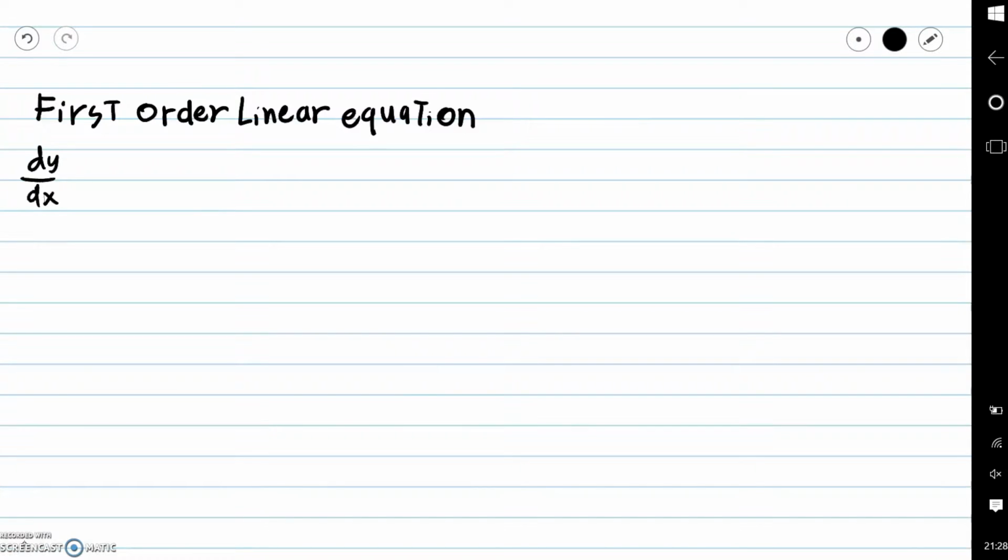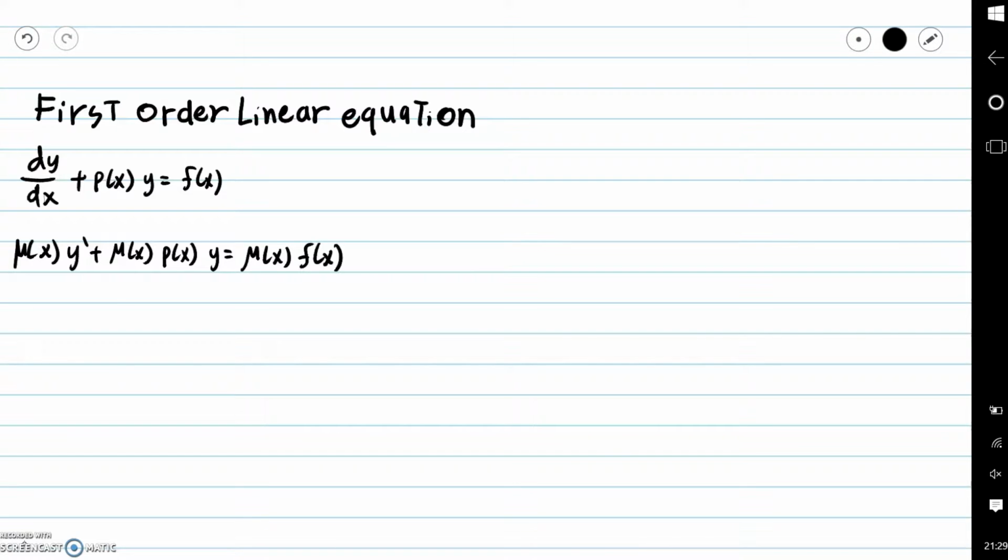The second thing we learned in chapter 9 is the first order linear equation. Firstly, we start from the differential equation and then we multiply mu(x) on both sides. The equation will look something like this. By using the product rule, we know that d/dx of mu(x)y is equal to the derivative of mu(x) times y plus mu(x) times the derivative of y.